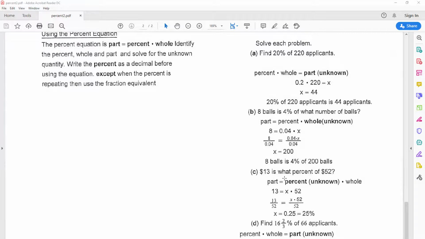Next one here, 13 is what percent of 52? So after "of" is my whole. The percent is unknown, and 13 is my part. There's my equation there. "Is" means equal to. So if I want to solve for x, I can divide both sides by 52. And x is equal to 0.25. But our answer in this case is a percent, so it's going to be 25%.